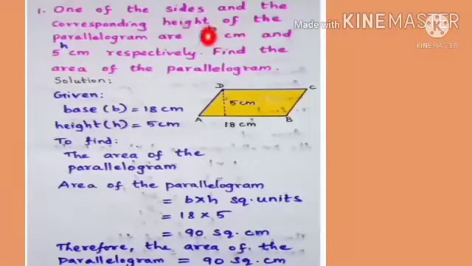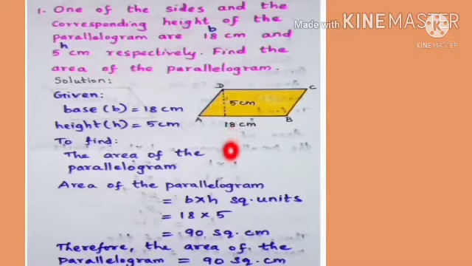One of the sides and corresponding height of the parallelogram are 18 cm and 5 cm respectively. Find the area of the parallelogram. So students, here one of the sides means any one of the sides. So that is base. So any one of the sides is given, that is base of the parallelogram is given, which is 18 cm. And 5 cm, which is the height of the parallelogram.